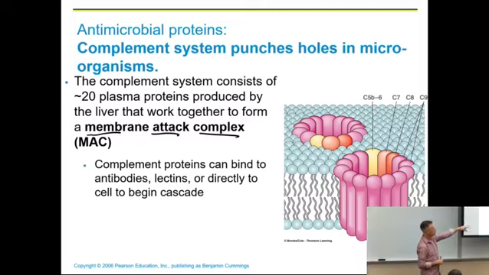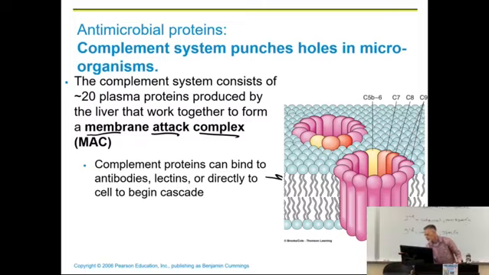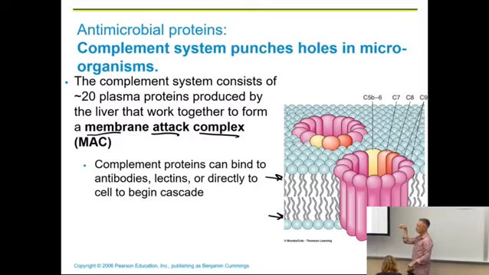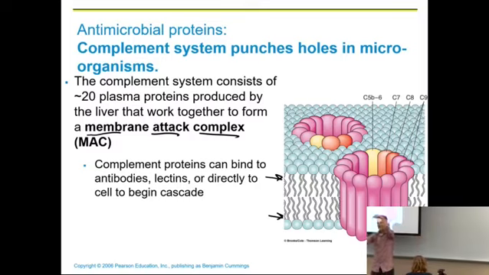So each one of those pink little substances that you see right there is inserted into that lipid bilayer. You see your lipid bilayer there? There's phospholipids there and there. You remember that, right? So these antimicrobial proteins, these complement proteins, will insert into the plasma membrane of an infectious agent, like a bacterium or something like that.